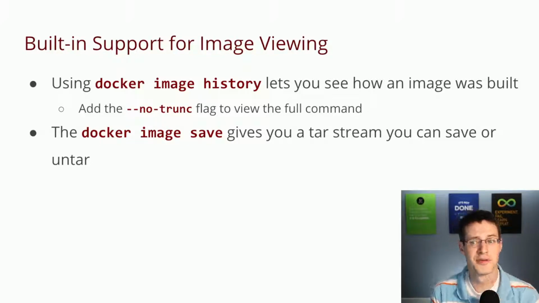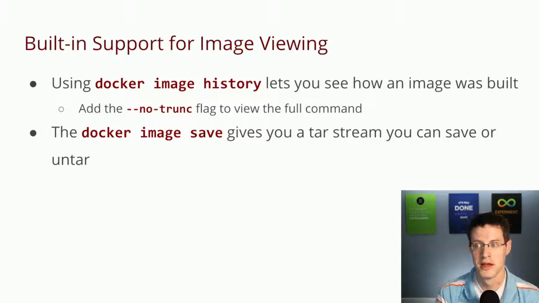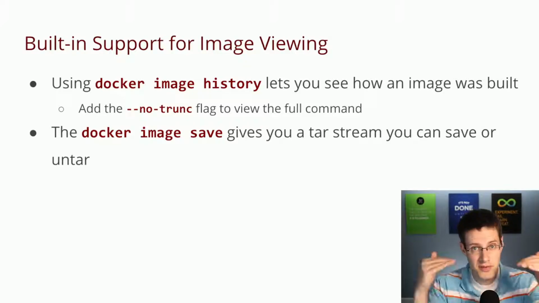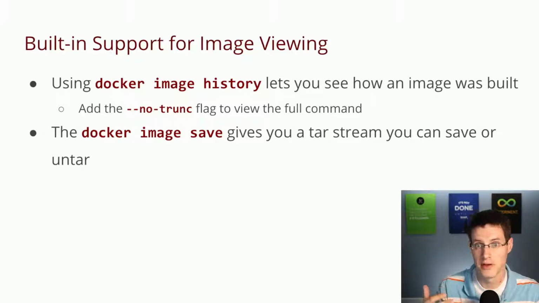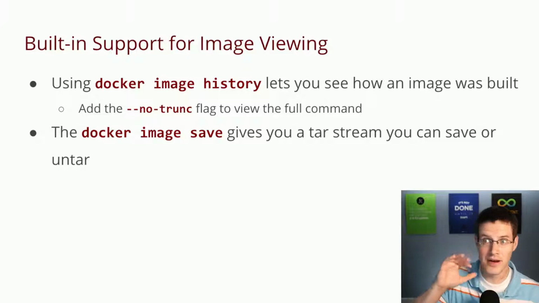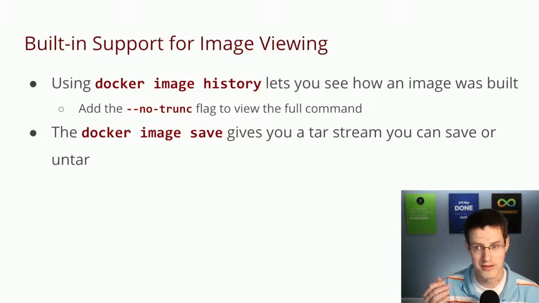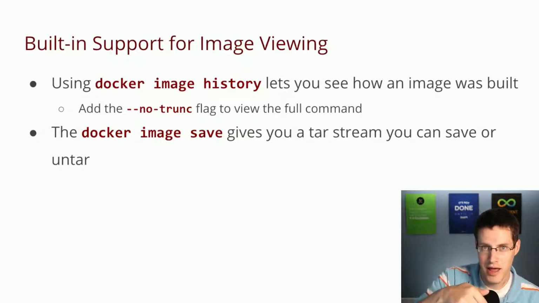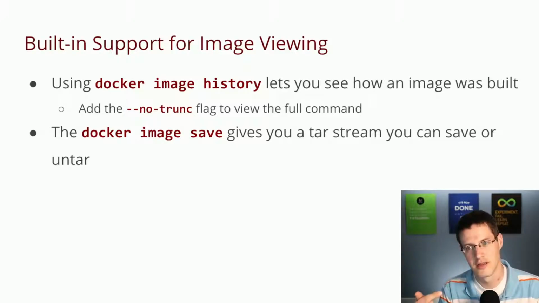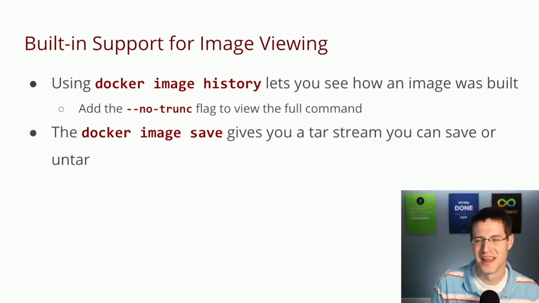Now, Docker has built-in support to be able to view images and to find out what's going on. We can use the docker image history command to see how an image was built. This will give us a layer by layer command history of how an image was built. And we can add the --no-trunc flag to view the full command. And yes, I find it completely ironic and hilarious that we use a flag called no-trunc, a truncated flag, in order to not truncate the output. Anyways, kind of just a little funny thing there.